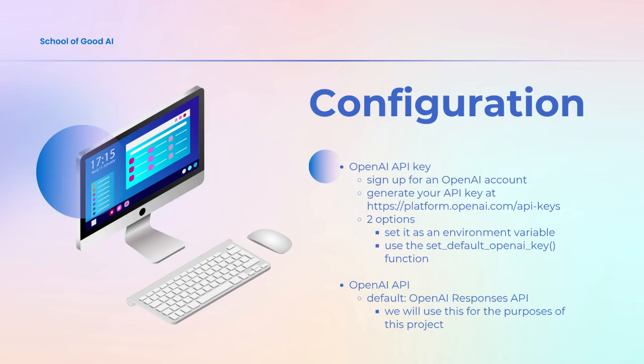You can get one by signing up at platform.openai.com. Don't forget to set it as an environment variable on your system for privacy, or use the set_default_openai_key function in your code as a temporary solution. For this project, we'll use the default API to run our agents, so you will not need to specify that variable.